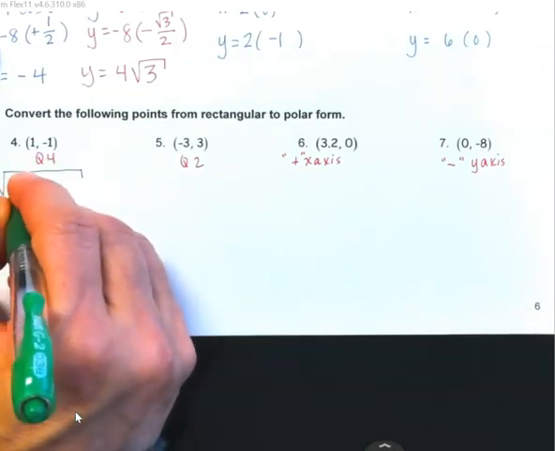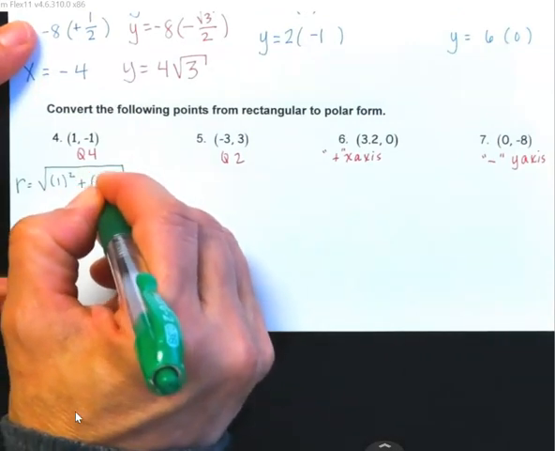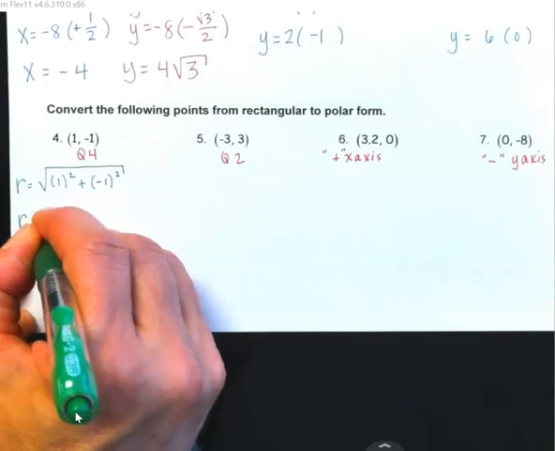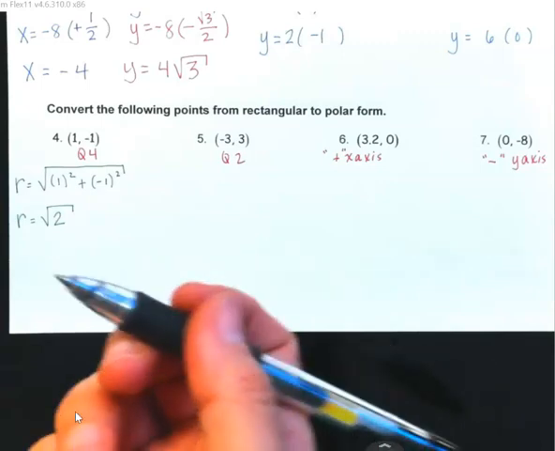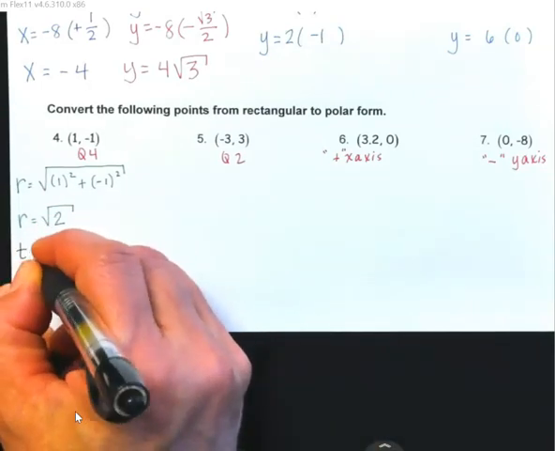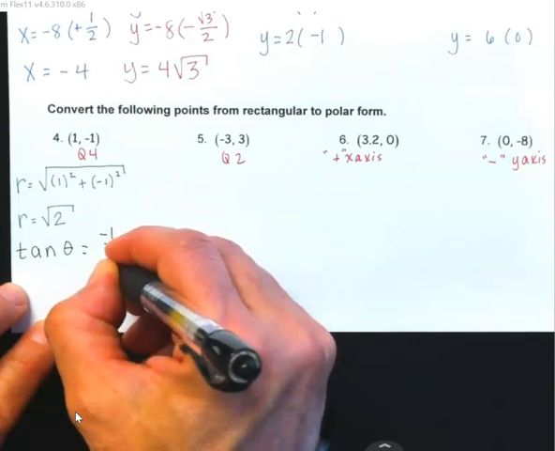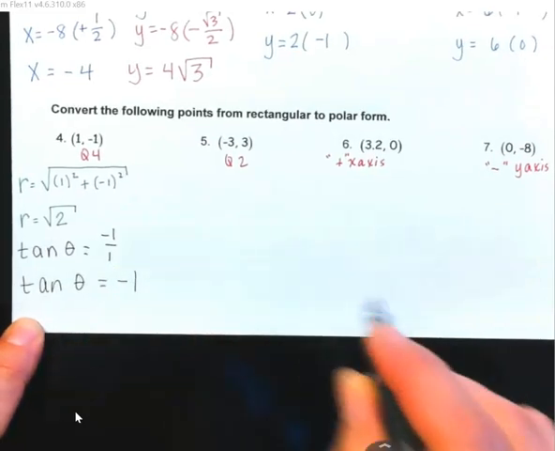And it's going to be x squared plus y squared. So that's just going to be 1 plus 1. So the r value is going to be the square root of 2. All right, now let's talk about tangent. So remember, tangent is y divided by x. Y is -1, x is +1. Okay, so tangent is -1.